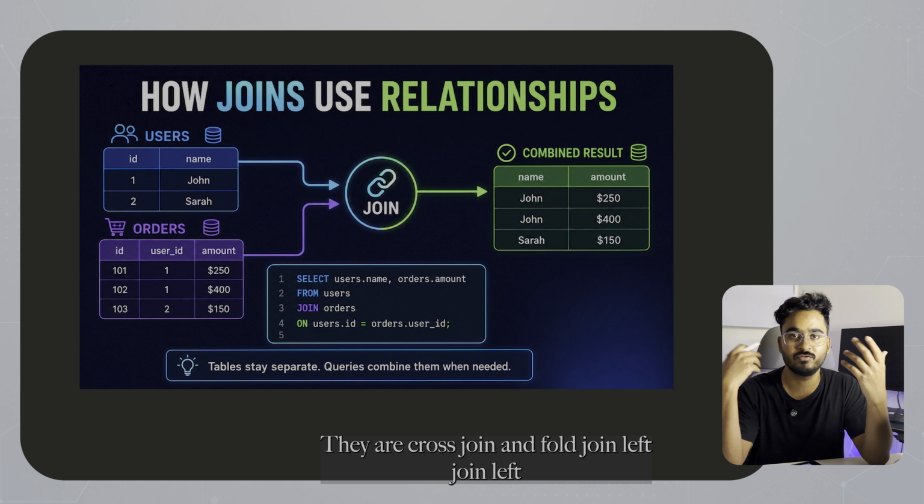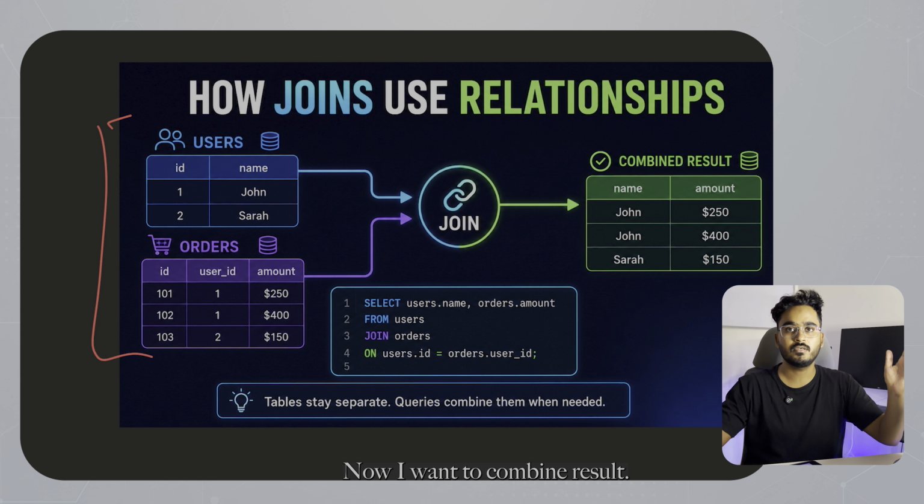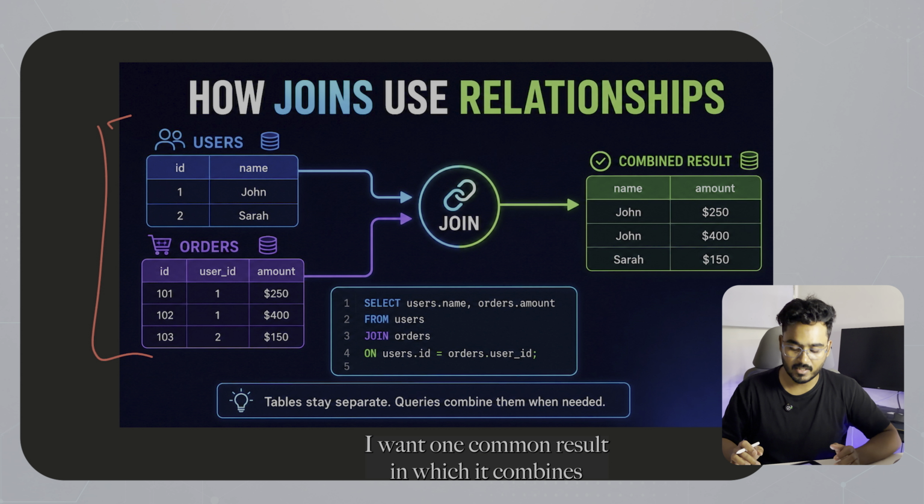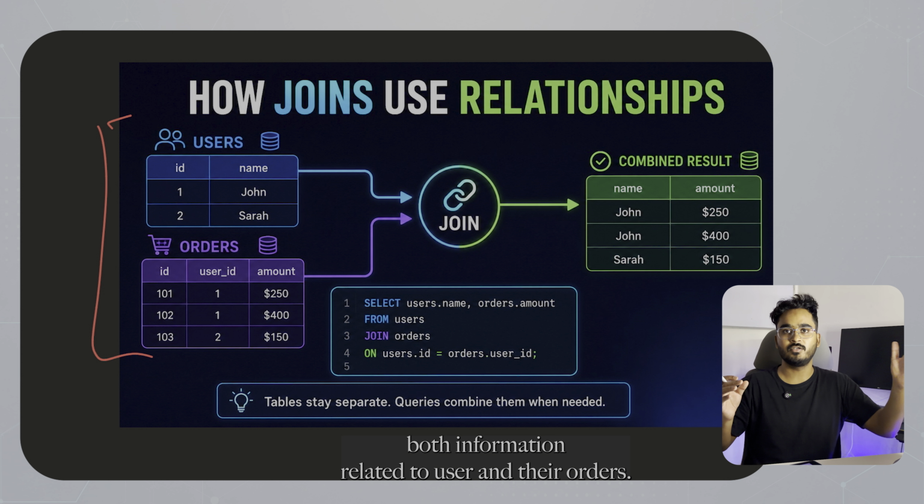Is when you have multiple orders. Let's say you have users and the related orders, but now I want to summarize how many users, who are the users, which actually did order. Now I want a combined result. I want one common result which combines both information related to the user and their orders. So I am using join.